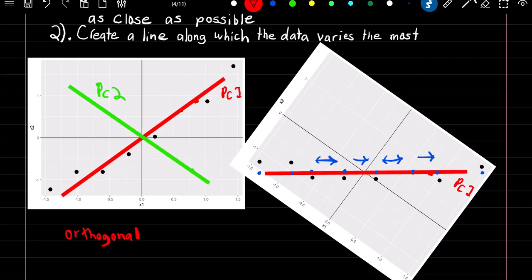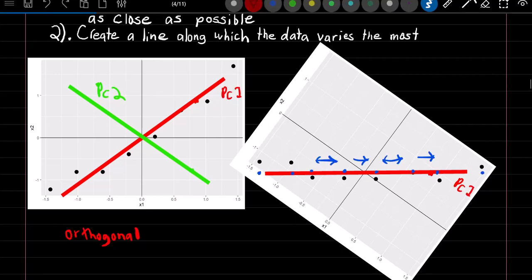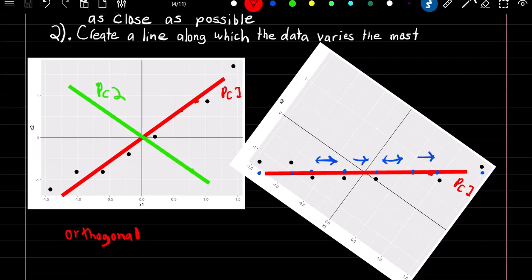So what this means is that the correlation between principal component 2 and principal component 1 is going to be 0. And then any other principal components we add, the correlation between them all is also going to be 0. So the next principal component we add we want to capture as much variation as possible, with the restriction that the correlation with all previous principal components is 0.